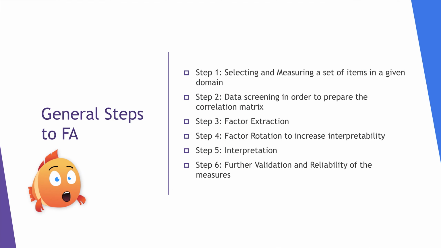All right, so here are the general steps for a factor analysis. First, you want to select and measure a set of items in a given domain. So that's step one. That's picking your questions, developing your questions, getting your data. And next, you data screen in order to prepare your correlation matrix. So this is where you clean up your data, you reorganize it however you need to, and then you extract your factors.